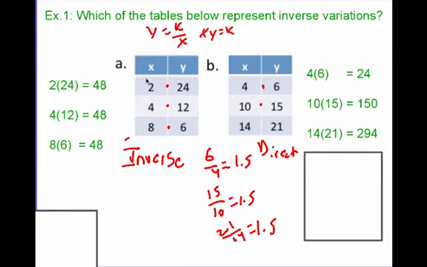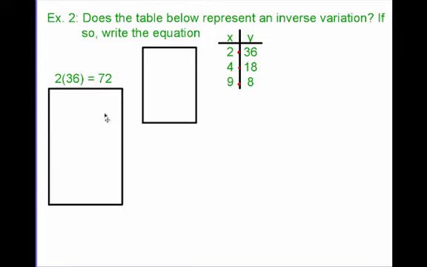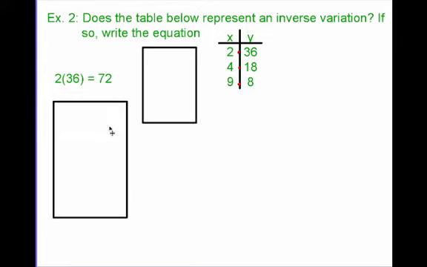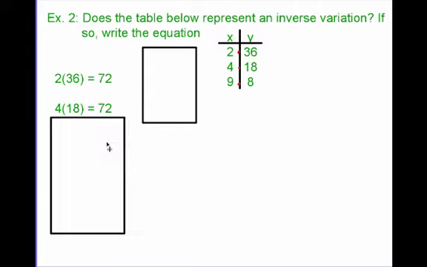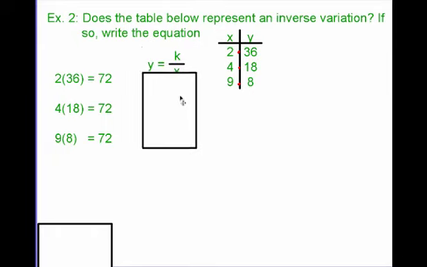Let's try another example. Example 2 says, does the table below represent an inverse variation? If so, write the equation. Remember, to figure that out, I'm going to multiply x by y for inverse. So 2 times 36 gives me 72. 4 times 18 also gives me 72. And 9 times 8 gives me 72. So yes, this is inverse. We know y equals k divided by x.